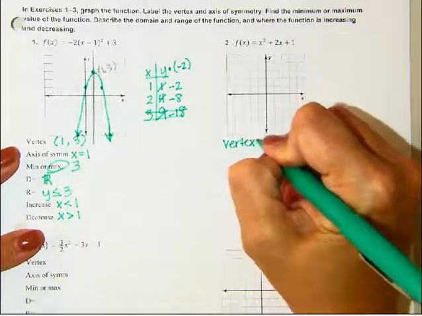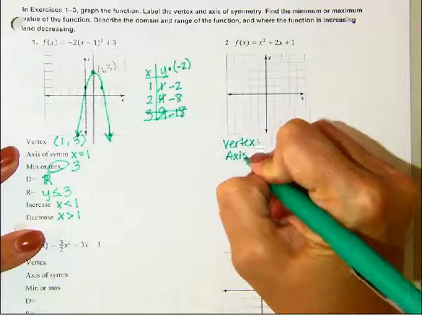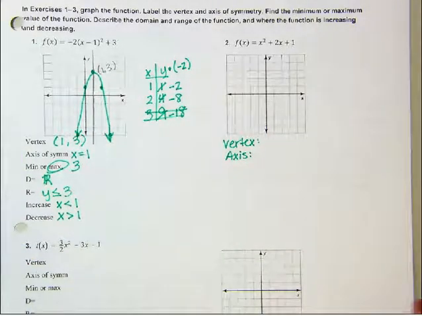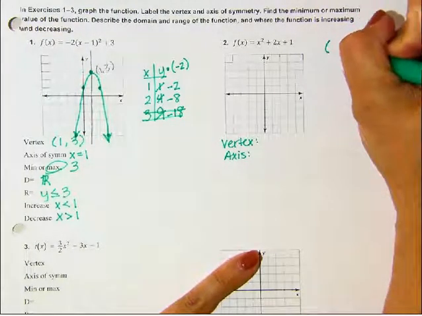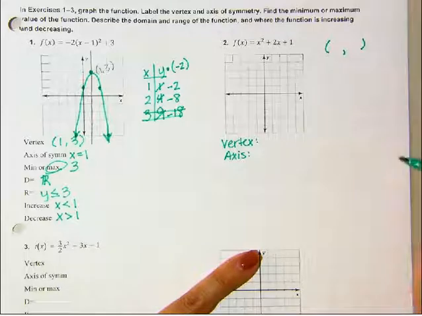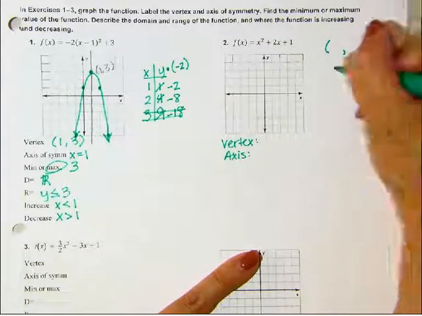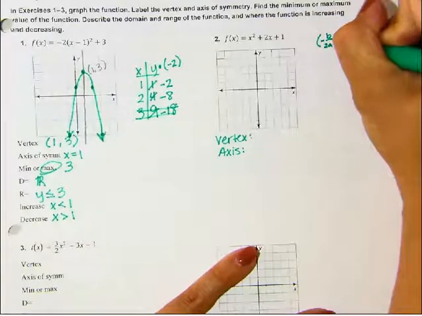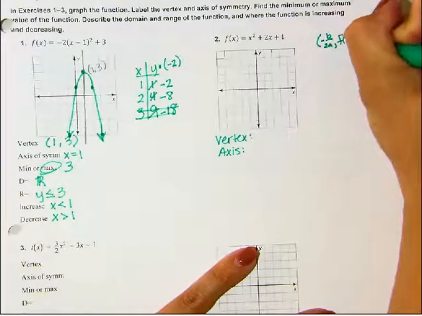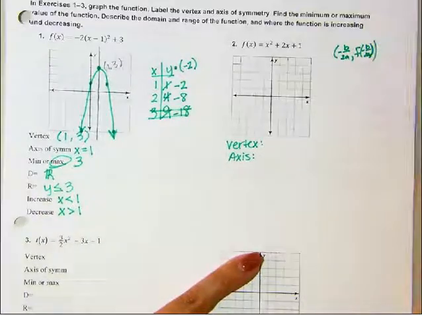I need the vertex, the axis of symmetry, if it's a max or min, domain, range, increasing and decreasing, all of that. But to find this vertex, it's going to be a point like that. And I know that this is negative b over 2a, and this is f of negative b over 2a. And I'll explain that here in just a second.